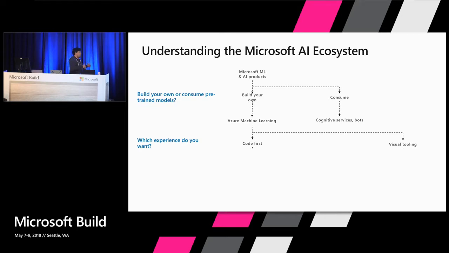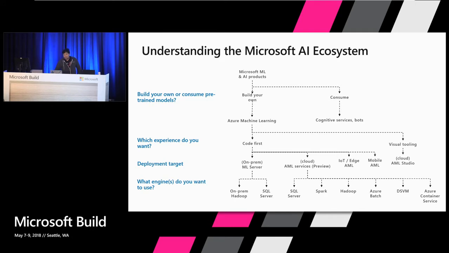Now, when you're building it on your own, you have 2 options. You can either go code first, or you can go and use visual tooling. We had announced a couple of years back a visual tooling solution that we called Azure ML Studio. We're not going to be talking about that. We're going to be sticking to the left. We're going to be talking about code first.